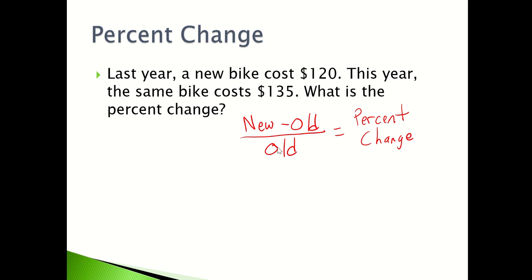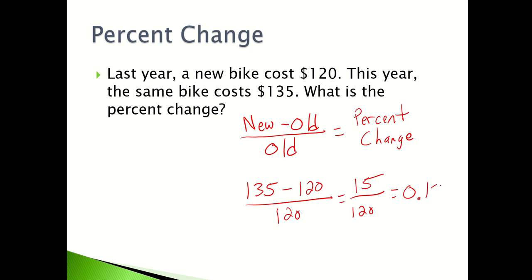You can say original, old, whatever. So let's take a look at this, see if it works out, and if we get the same percentage as last time. So the new is 135 minus the old, 120, over the old, which is 120. 135 minus 120 is 15 over 120. We divide this out and we get 0.125, which is 12.5%. Is it positive? Yes, so that is an increase.